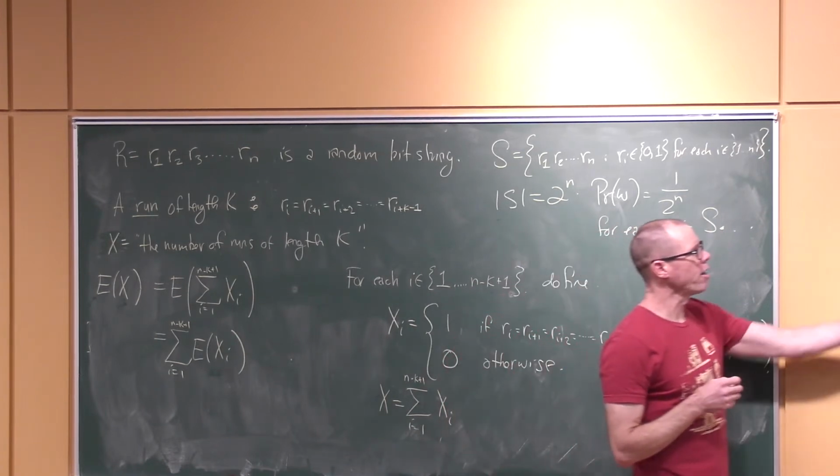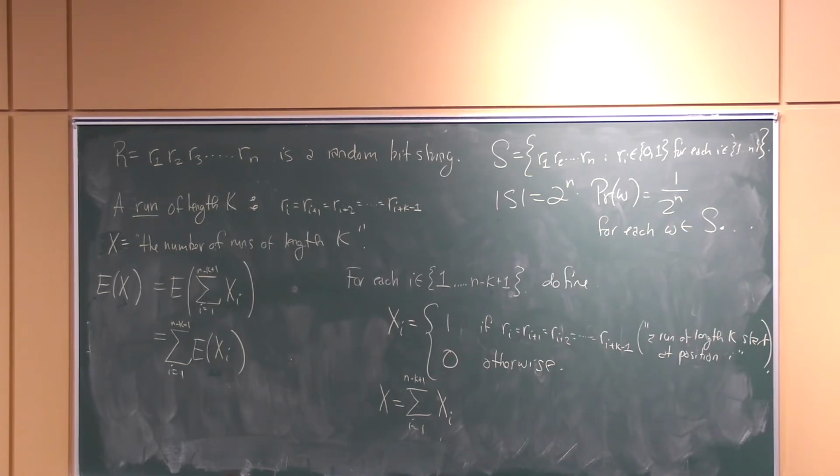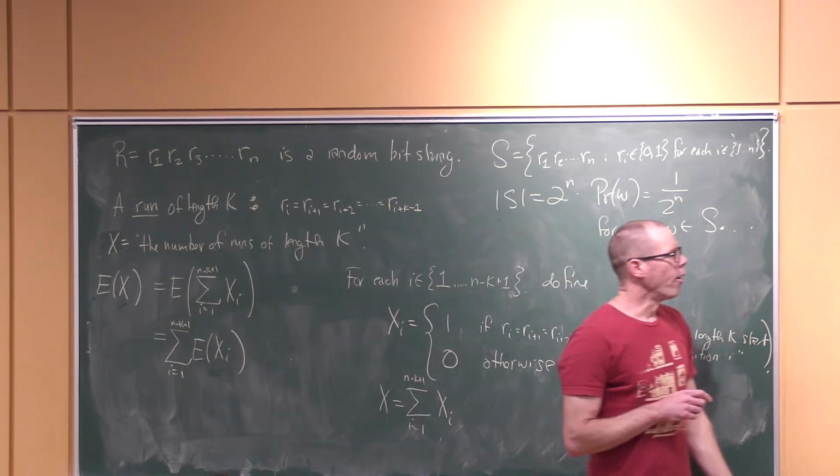That's what it means for xi to be equal to 1. It means Ri is the first thing in a run of length k, so it could be a run of zeros, or it could be a run of 1s. All right.